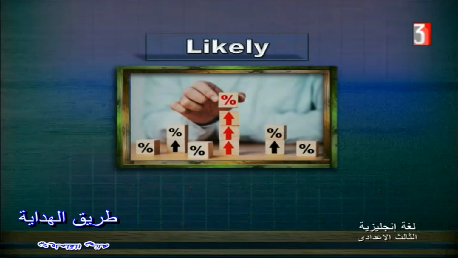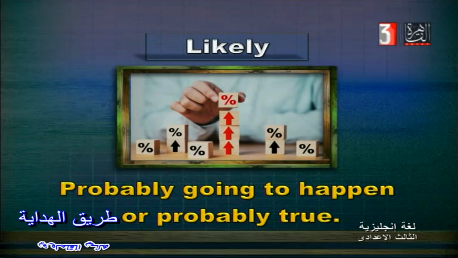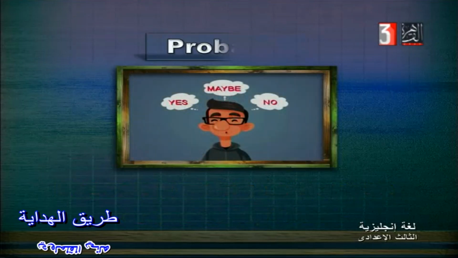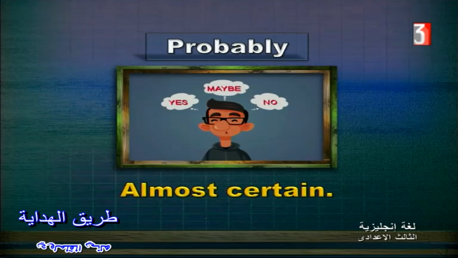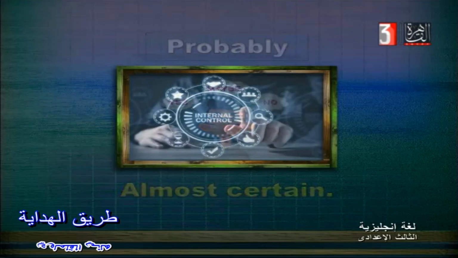Likely, probably going to happen or probably true. Something that is probably true is called likely. من المحتمل. We have also probably. Probably, if you are not certain about something, you can use the adverb probably. Almost certain is the definition of the word.